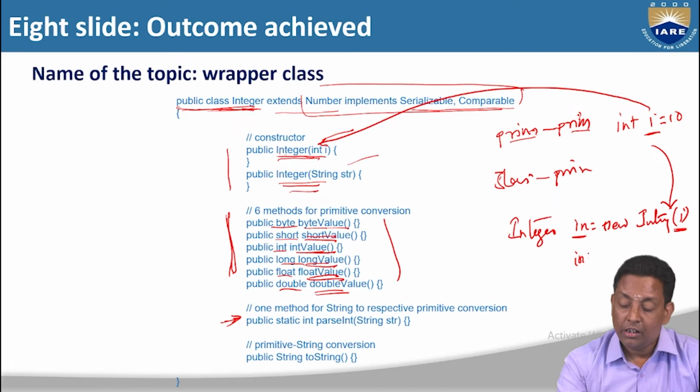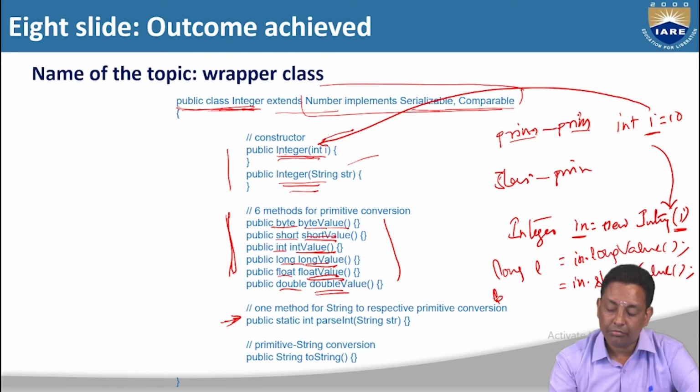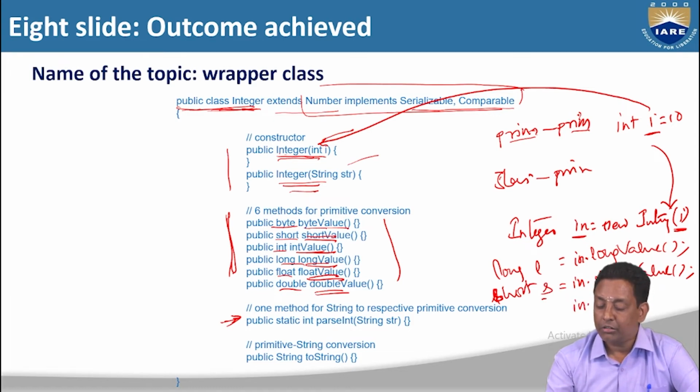So what does it mean? Using the Integer object dot, if I call longValue, simply the value is converted into long. Same Integer object dot, if you call shortValue, the Integer object is converted into a short value. Similarly, the Integer object can be converted into a double value. How? If you call the Integer object dot doubleValue function, it will be converted into double.